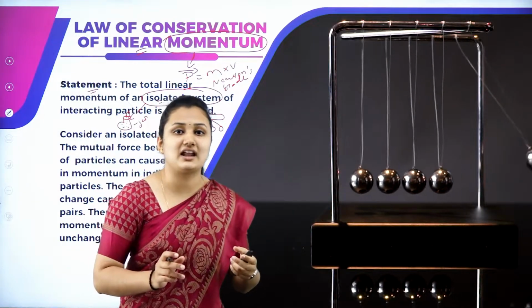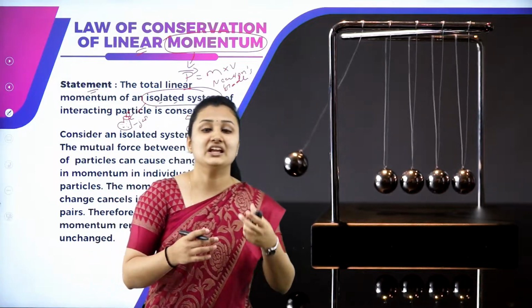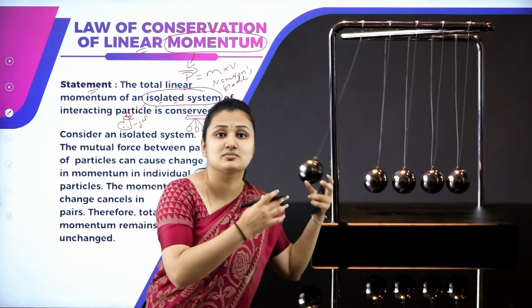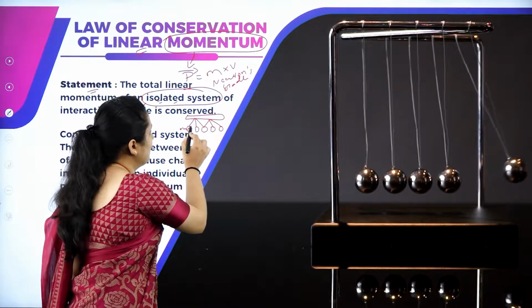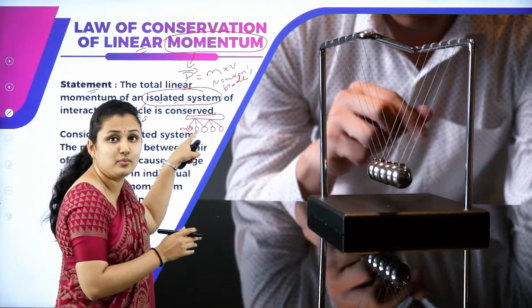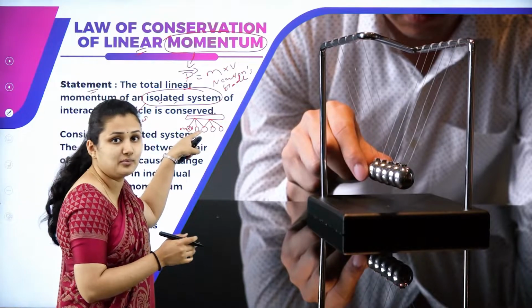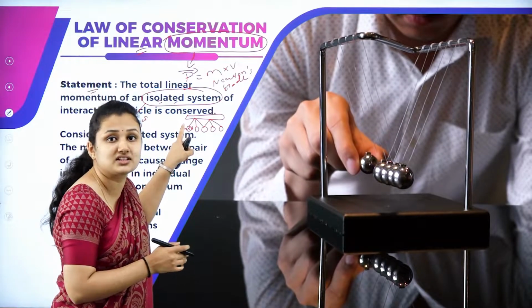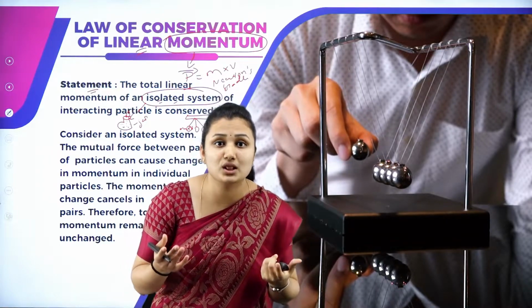In Newton's cradle, when you pull one of the metal balls, it gains some momentum because it has mass and velocity. It will hit the second ball in the cradle, which is motionless. When it hits the second ball, the first ball comes to rest. When the first ball comes to rest, does that mean its momentum is lost?